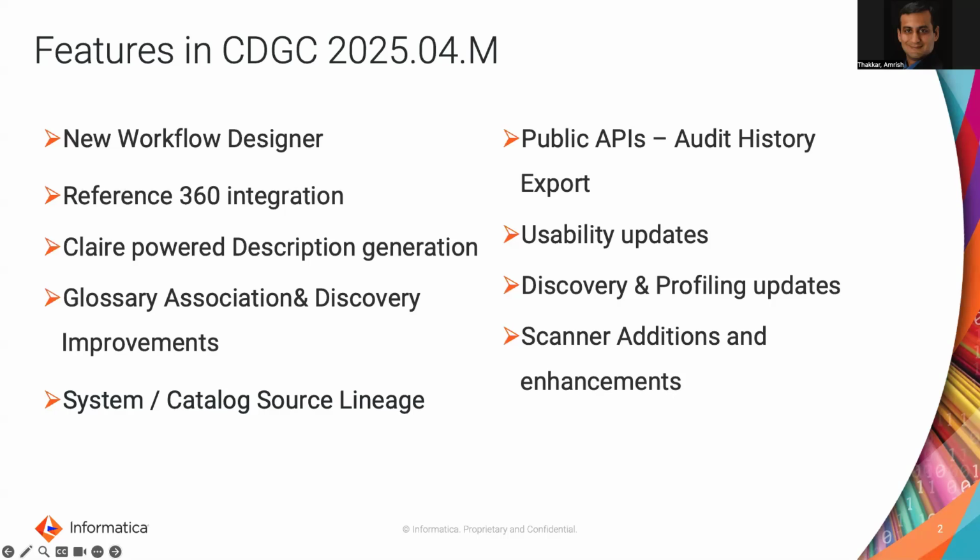On the catalogs, on the lineage side, we basically are adding a higher level view for you so that you can see a system level or a catalog source level lineage. On the API side, we are adding one new API for audit history to be exported or a report that can be generated using the APIs. We are also adding a number of usability improvements. And I'll talk about some of those, but there's more than what I can cover in the short time. We also have some PAM improvements on the discovery front, and then profiling will be covered by Ricardo a bit later on. And then a number of new scanners have been added to the release and existing scanners have also been enhanced. So let's get into the details.